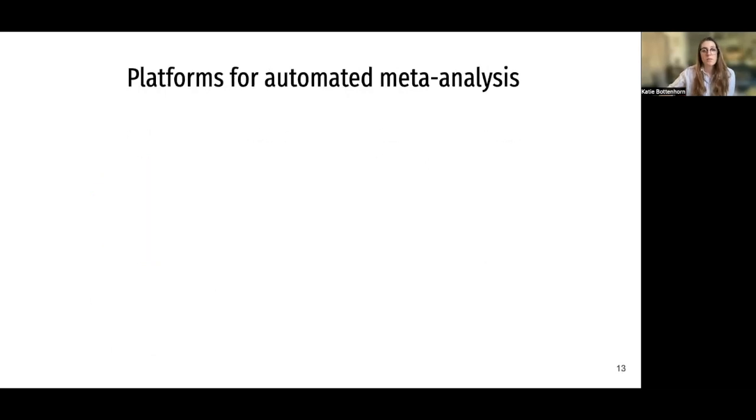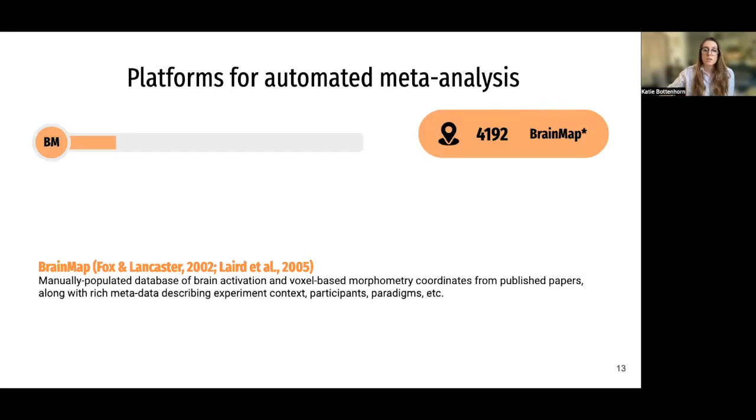There are several platforms available for doing automated meta-analyses. The first of which, released in the early 2000s, is BrainMap. BrainMap is a manually populated database of brain activation and voxel-based morphometry coordinates from published papers. It currently includes over 4,000 papers, or over 4,000 functional papers, along with some very rich metadata describing the experimental context, the participants in the study, paradigms, etc.